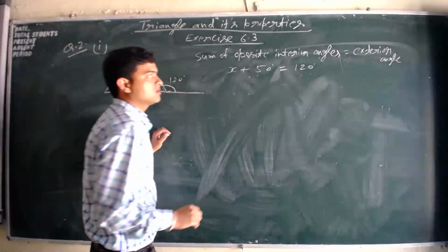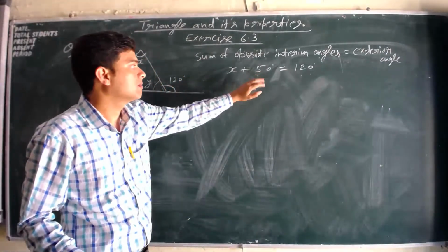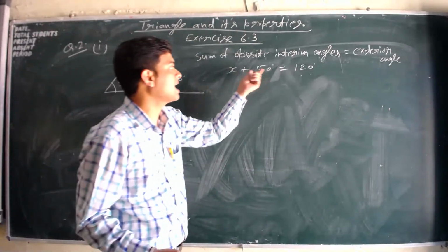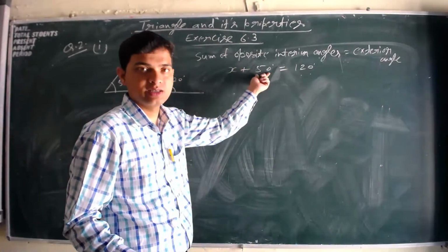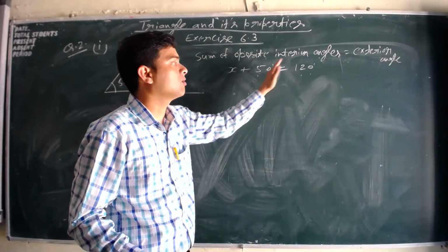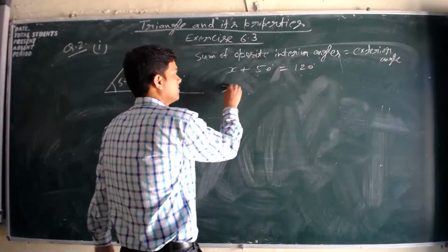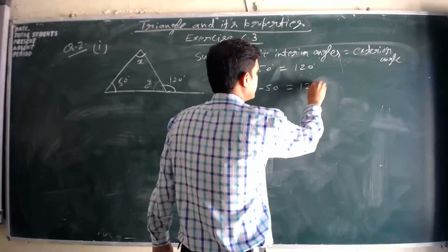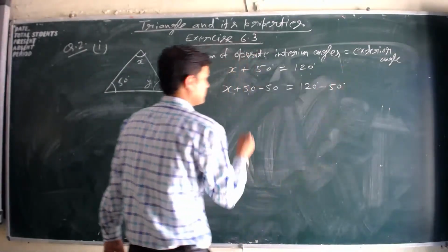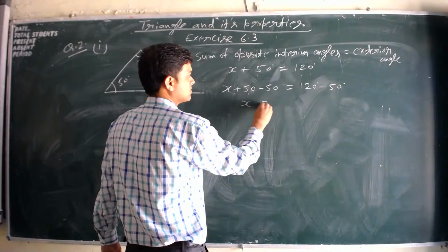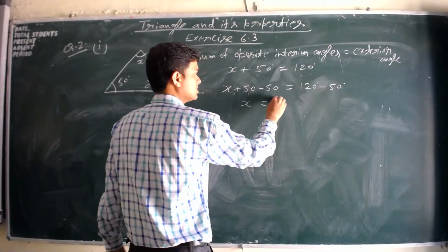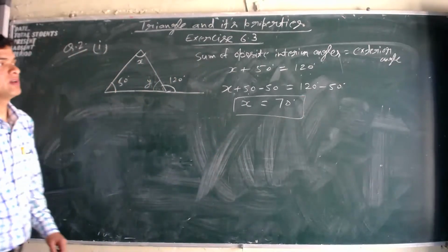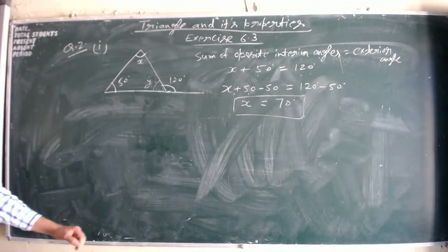Now we have to solve this equation by subtracting or add something. So 50 is add with x. We have to eliminate this. That means minus 50 in both sides. It means 50 and 120 minus 50. 50 minus 50 is equals to 0. 120 minus 50 is equals to 70. Clear? तो ये 70 वैल्यू हो जाएगा. Clear? That's your value of x.